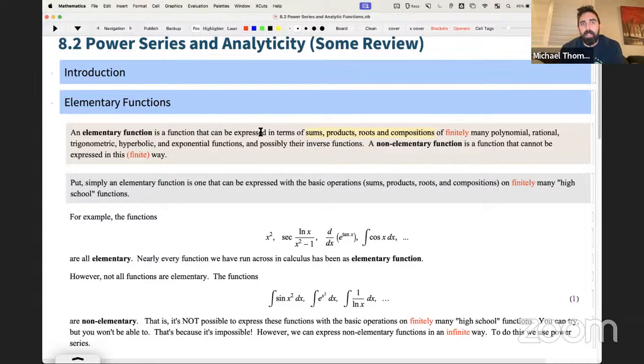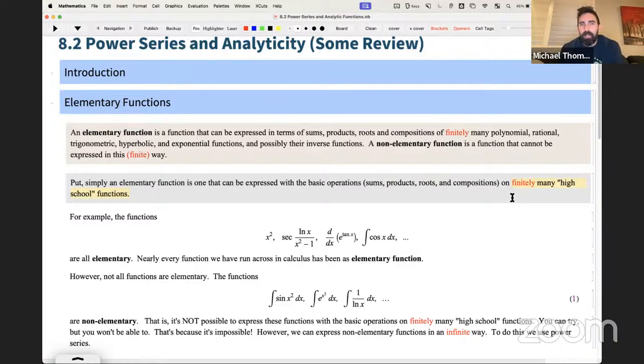Okay, so an elementary function can be expressed in terms of these operations on finitely many, that's an important word there, polynomial functions, rational functions, trigonometric functions, hyperbolic functions, exponential functions, and possibly their inverse functions. So basically an elementary function is one that can be expressed with the basic operations on finitely many, I call them high school functions. These are functions you learned since high school.